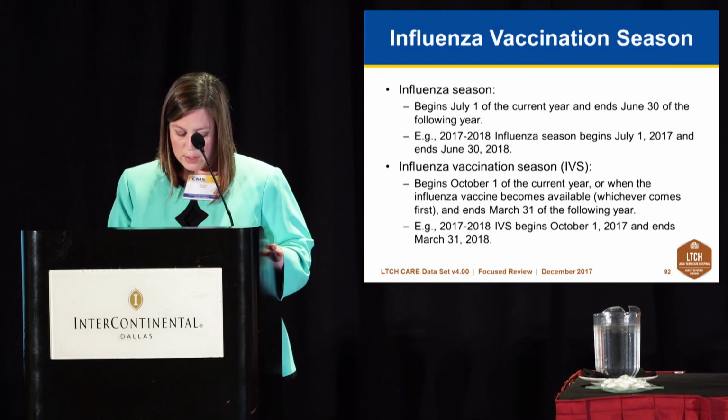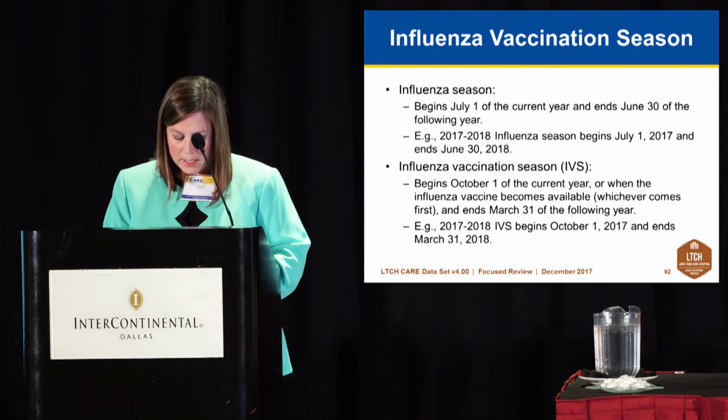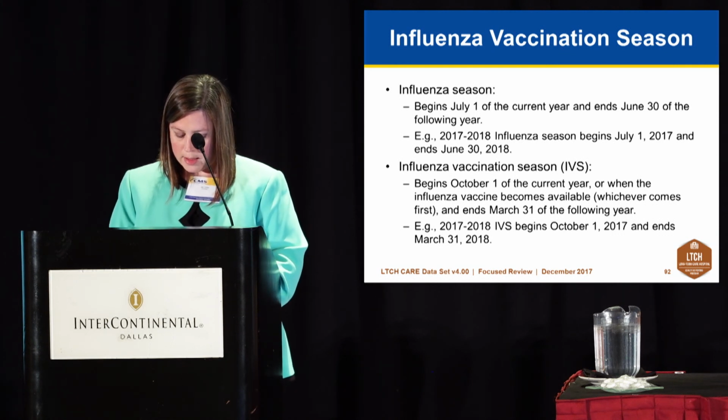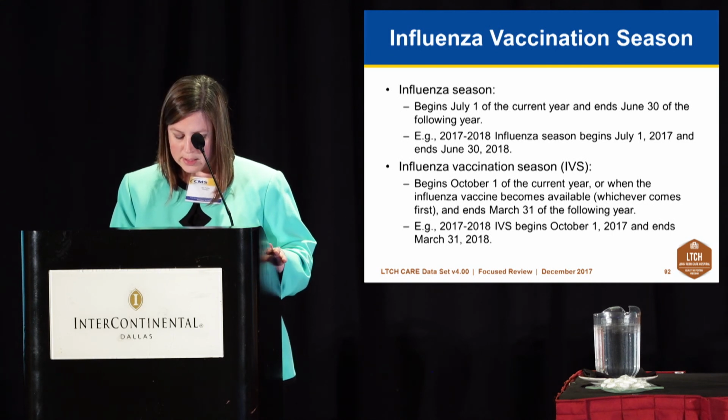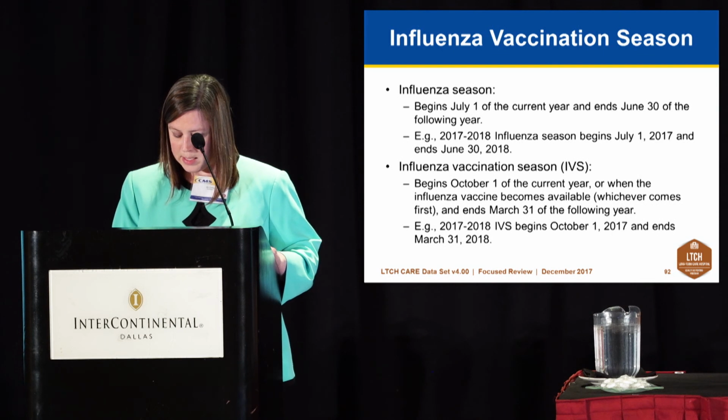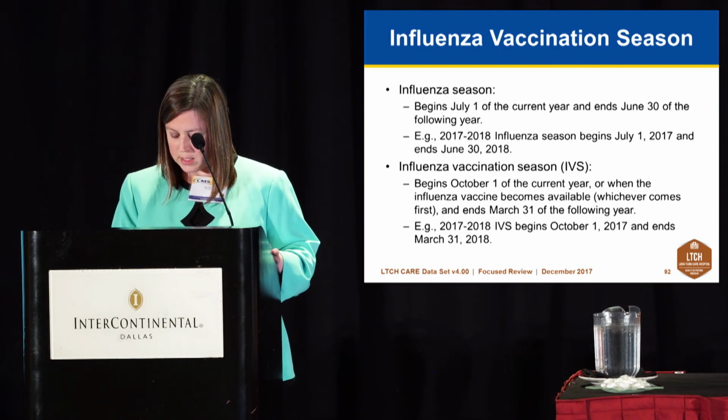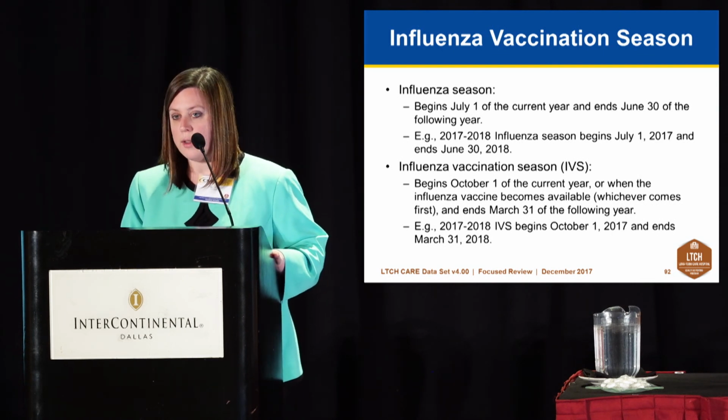So let's first review the influenza season. It begins on July 1st of the current year and ends June 30th of the following year. So using our current influenza season, the 2017 to 2018 influenza season begins July 1st of 2017 and ends on June 30th of 2018.